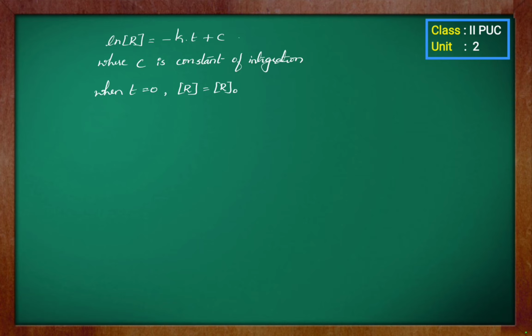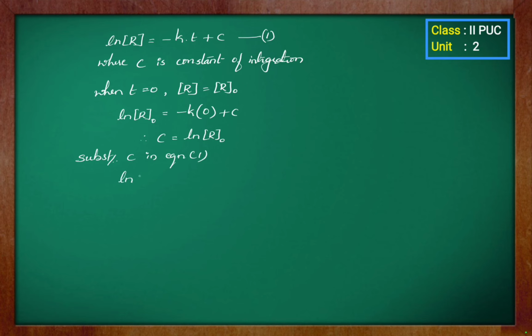In that expression, when time t is 0, the concentration of reactant is R naught. So ln R naught is equal to minus K times 0 plus C. Therefore, we get the constant of integration C is equal to ln R naught. Now let's substitute C in equation 1, and therefore I can write ln R is equal to minus Kt plus ln R naught. I'll write this equation as 2.